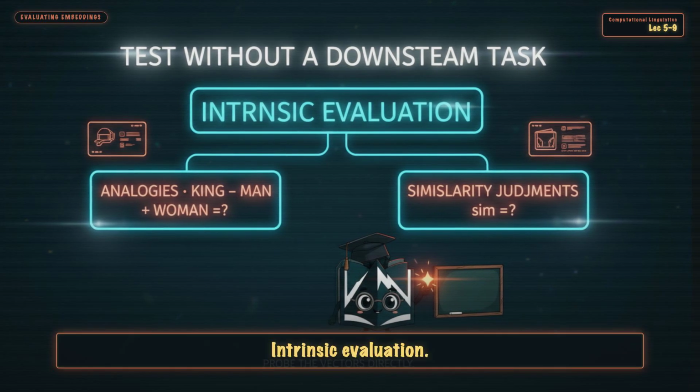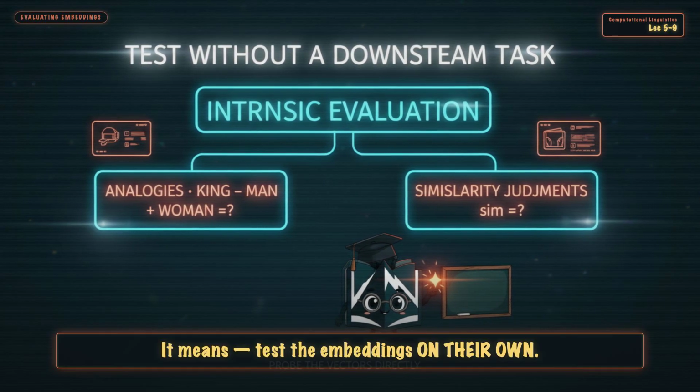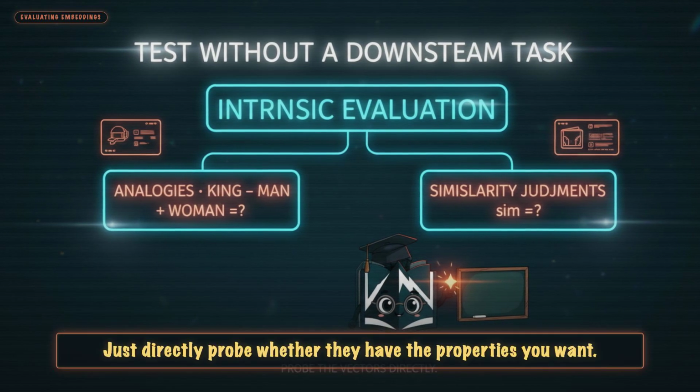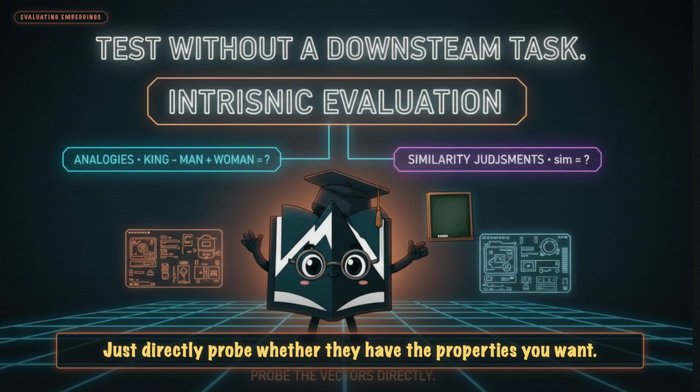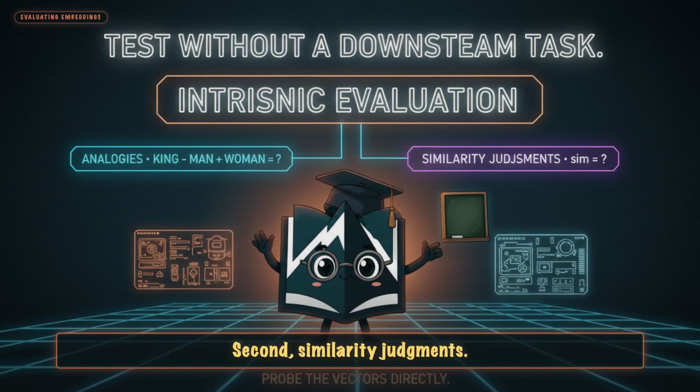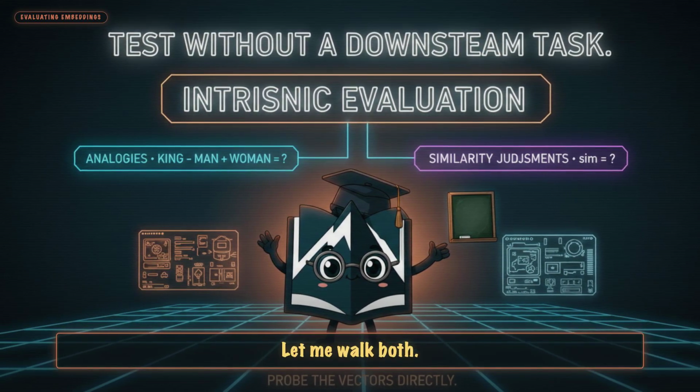Beat 1. Intrinsic evaluation. It means test the embeddings on their own, not inside a downstream task. Just directly probe whether they have the properties you want. 2 main flavors. First, the analogy task. Second, similarity judgments. Let me walk both.